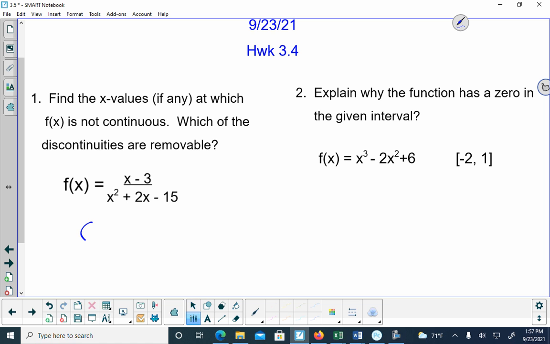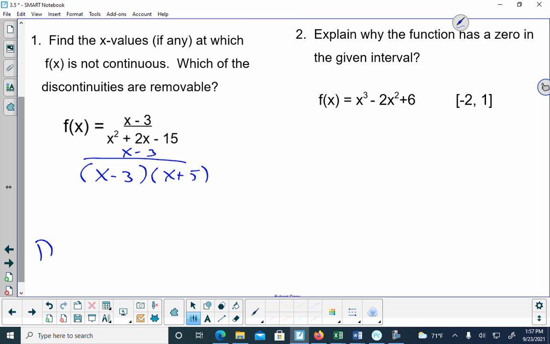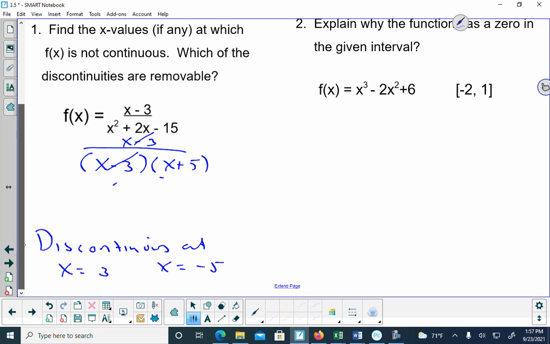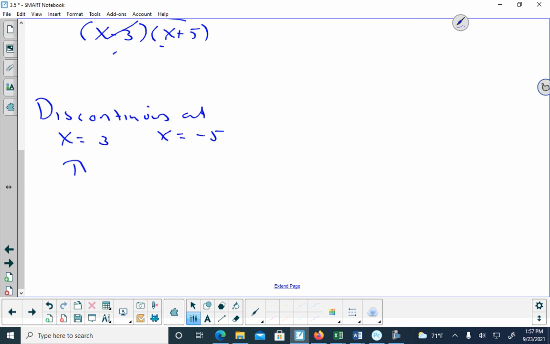So here I'm going to factor my denominator. This factors as x minus 3, x plus 5. That is my denominator, yes? My numerator is x minus 3. It is discontinuous at x equal to 3 and x equal to negative 5, because that's what makes my denominator equal to 0. The x minus 3's will simplify, which makes this one removable. And because this one is left and cannot be simplified, this is non-removable.